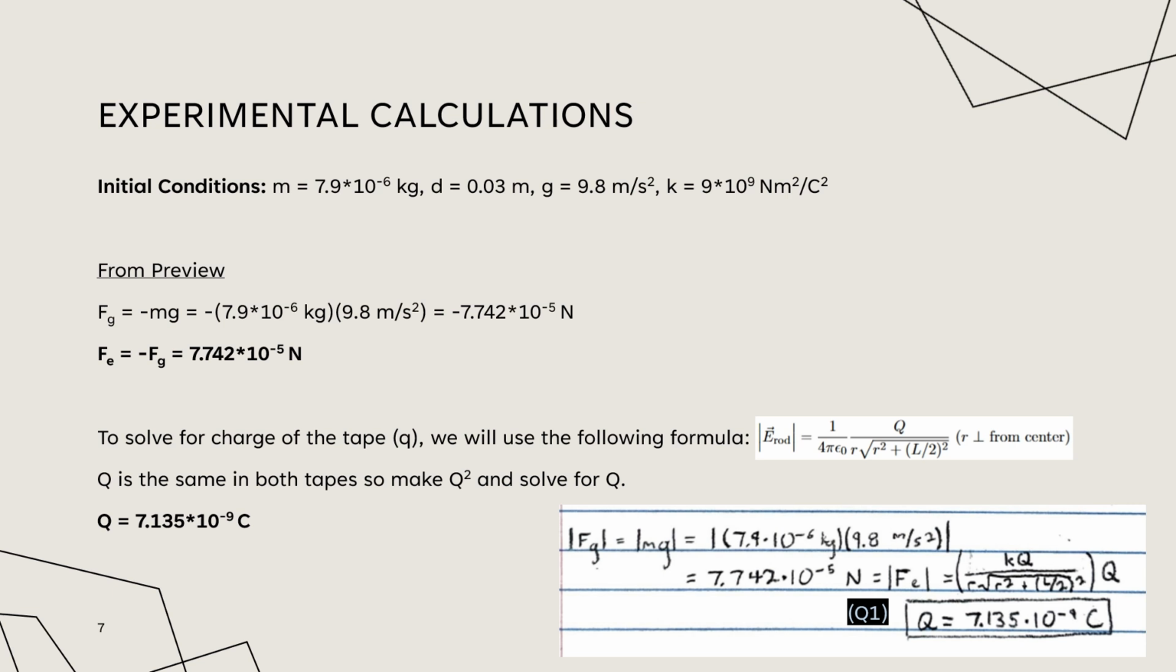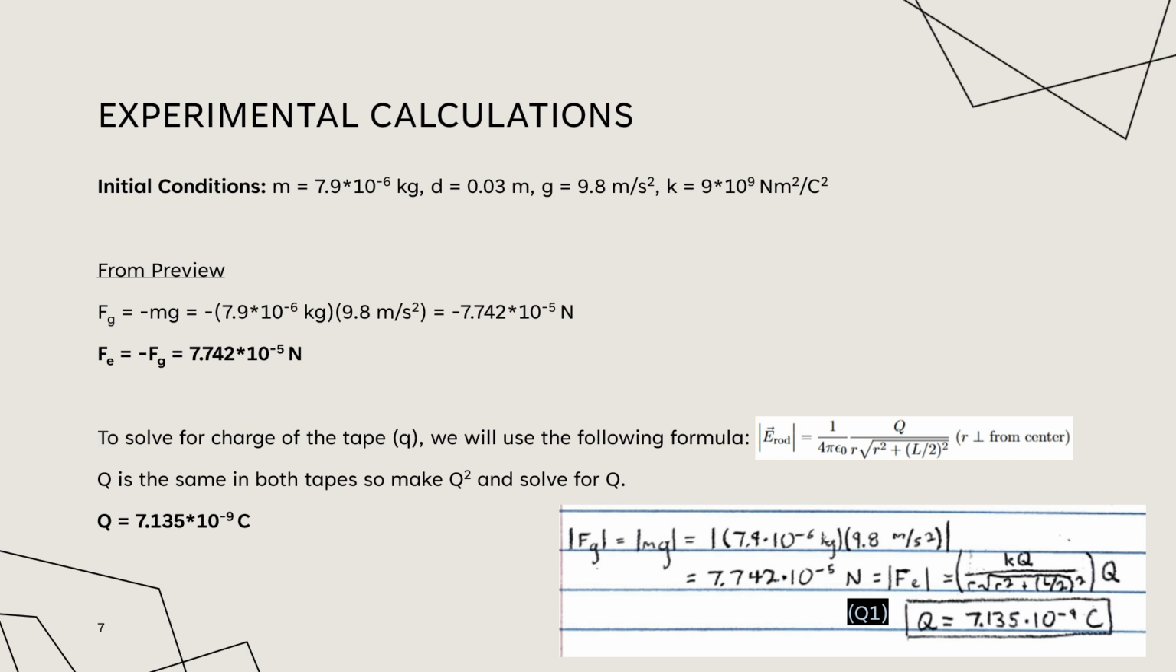So for experimental calculations, we have some initial conditions at the top, and we know Fe equals negative Fg equals 7.742 times 10 to the negative 5 newtons from the preview. But to solve for the charge of the tape Q, we will use the following formula for the electric field of a rod, which is a little different from what we did last time. We also know that Q is the same in both tapes. So if we want to find the force of a rod instead of electric field, of course we multiply by Q. That's the F equals QE formula.